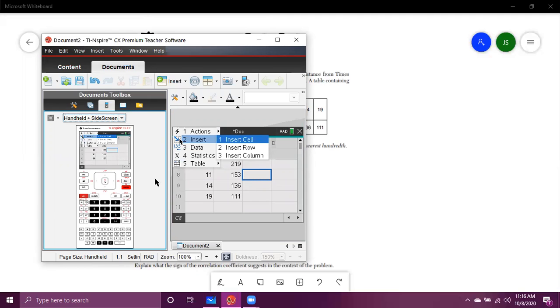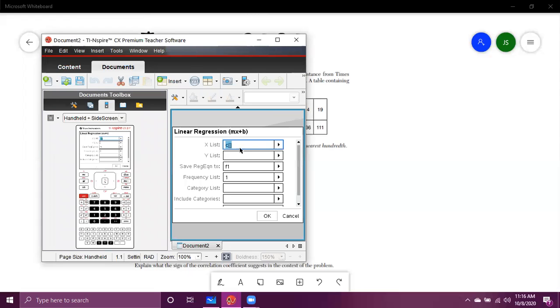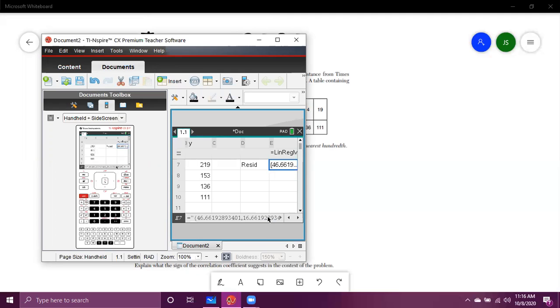Once you click menu, you get these options, actions, insert and so on. You got to click where it says statistics. And then after statistics, you're clicking stat calculations, and you're clicking now linear regression mx plus b, because we want that linear regression. And for your X list, you're going to put your X values, and for your Y list, you're going to put your Y values, obviously. And then you're going to click OK.